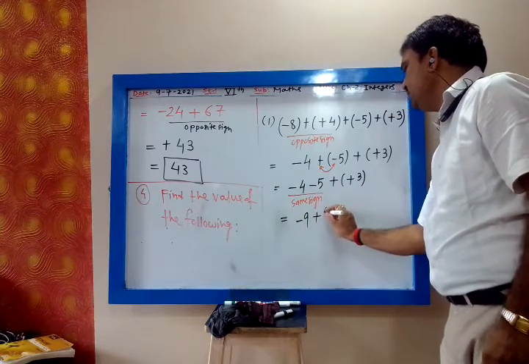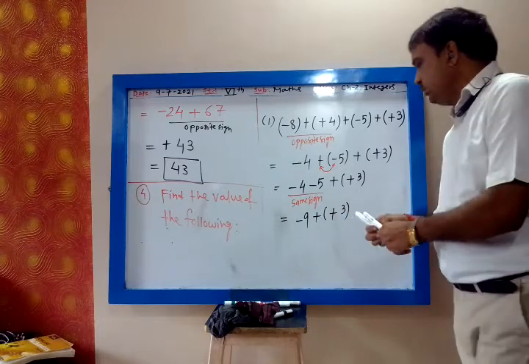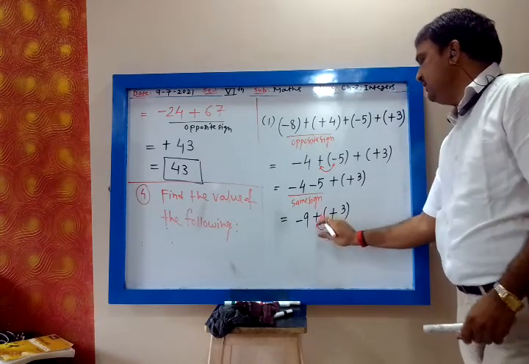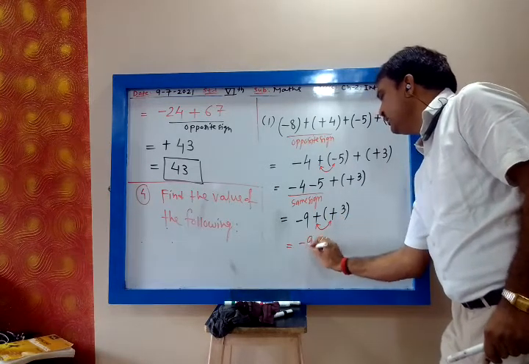Minus 9 plus 3. Now again two signs are multiplied. Two signs are together, plus. So you have to multiply the sign. Plus into plus. So that will be minus 9 plus 3.